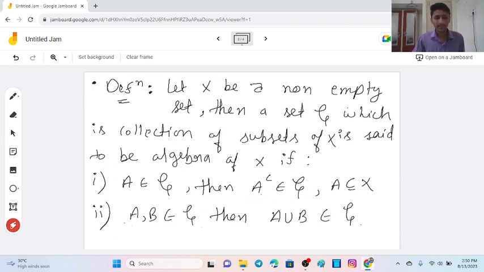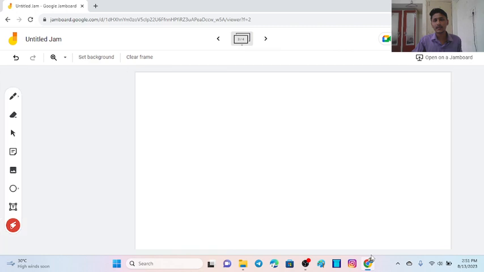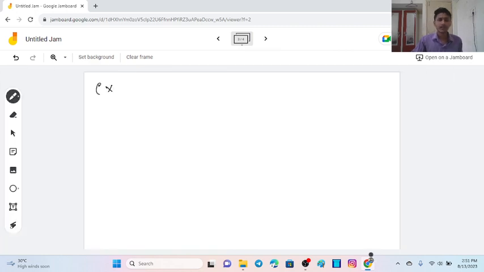Another condition is that if both A and B are subsets of set X and they belong to set C, then A union B should also be in set C. Okay, so this is our definition of algebra of sets. Now we will see some trivial examples of algebra of sets. So what are some trivial examples?